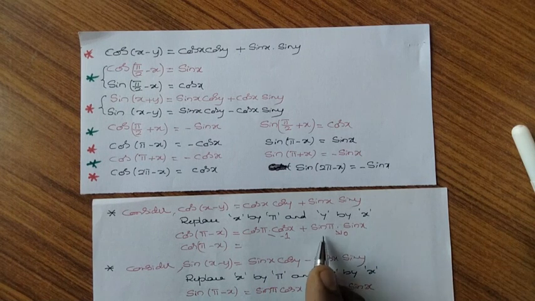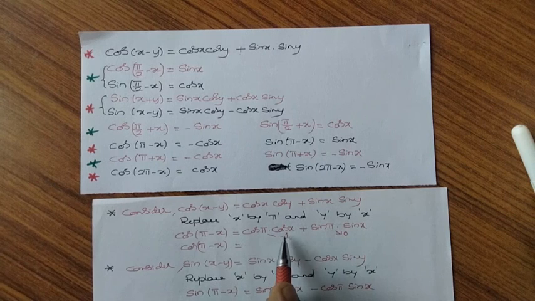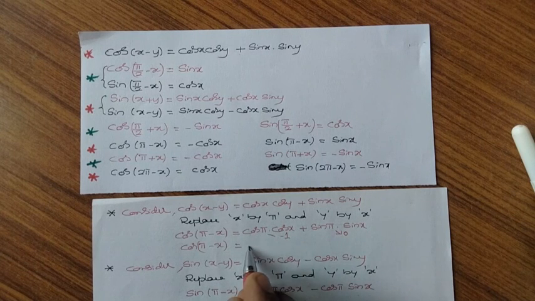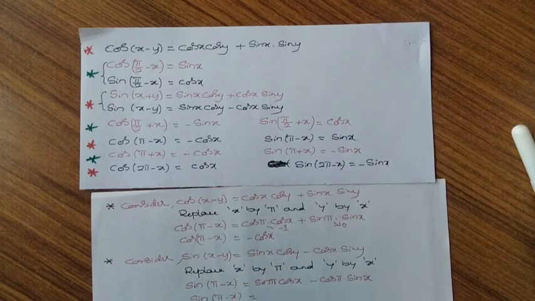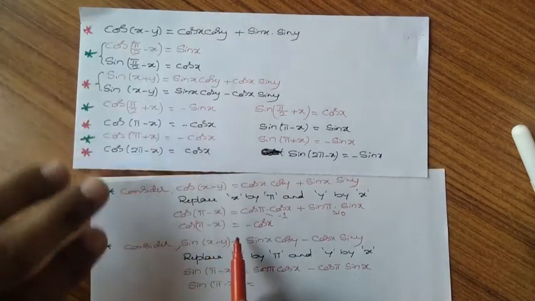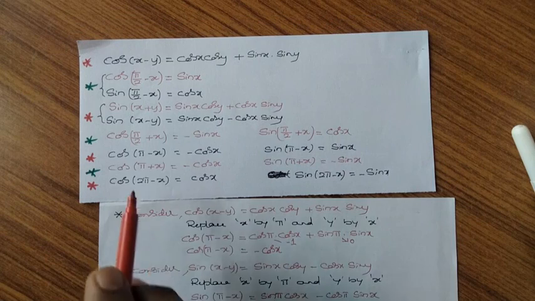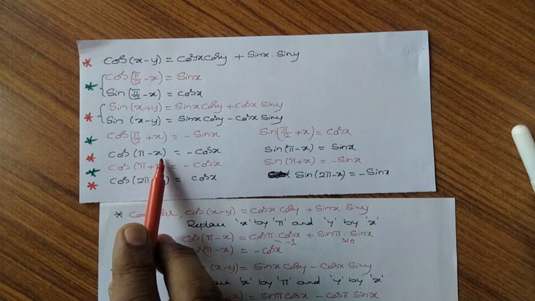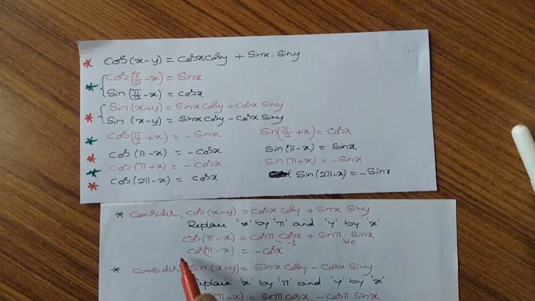So here 0 into sin x is 0. Here minus 1 into cos x is minus cos x. Thus we observe that cos of pi minus x equals minus cos x. So see here, cos of pi minus x equals minus cos x.